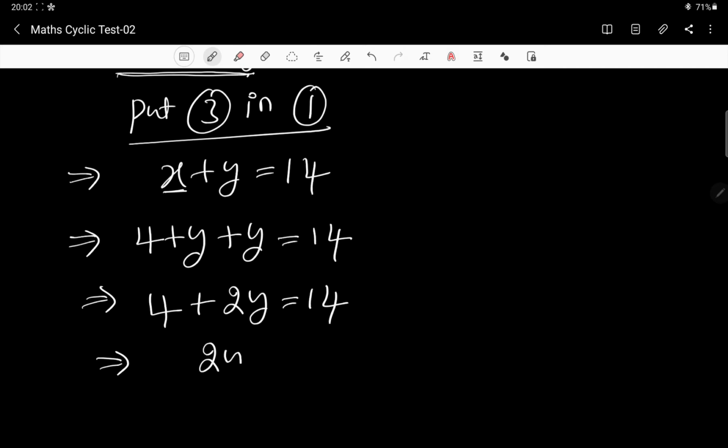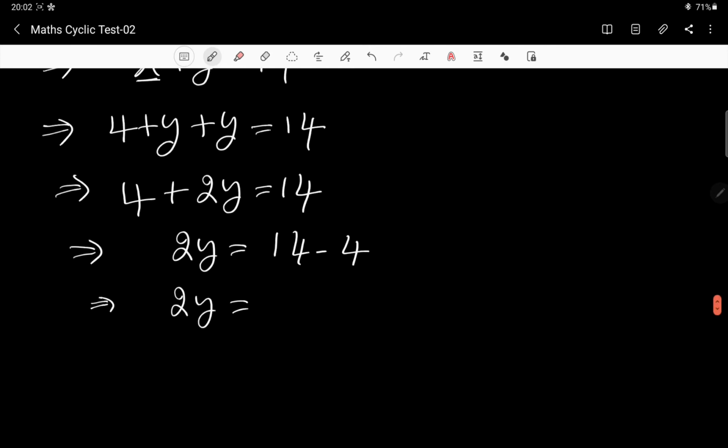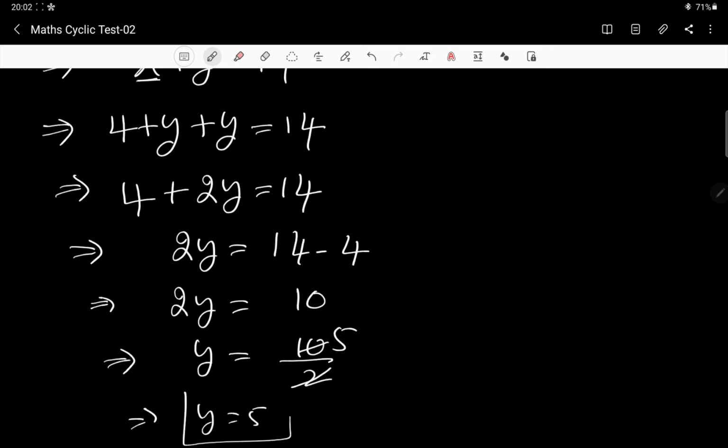Then it becomes 2y is equal to 14 minus 4. Correct? 14 minus 4 is 10, so 2y is equal to 10. So I'm going to have y is equal to 10 by 2. 2 ones are 2, 2 fives are 10. So the value of y is going to be 5. I'm going to call this equation number 4.